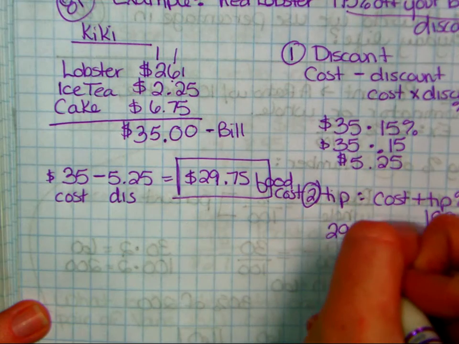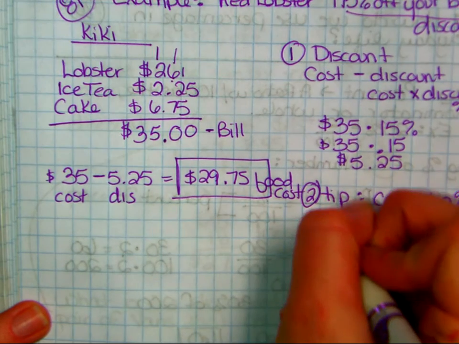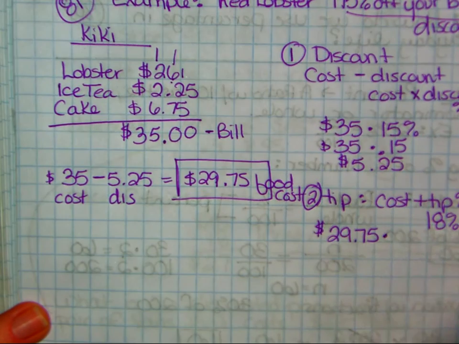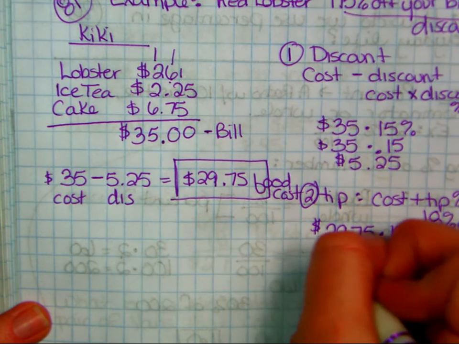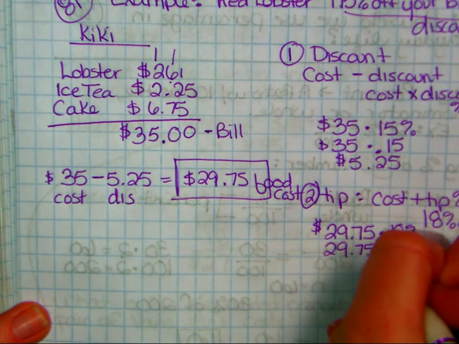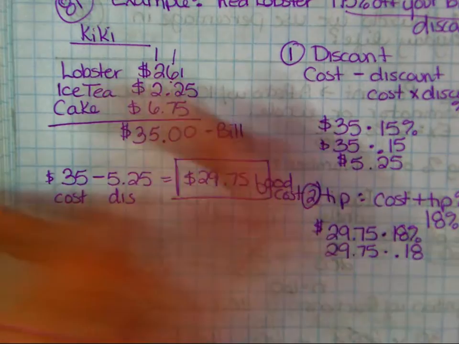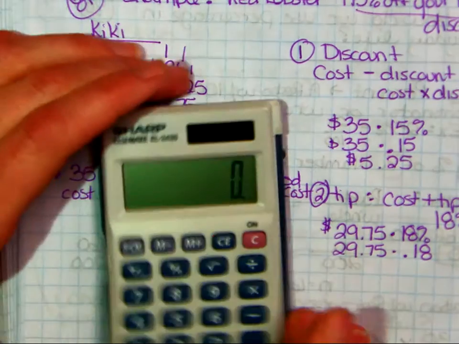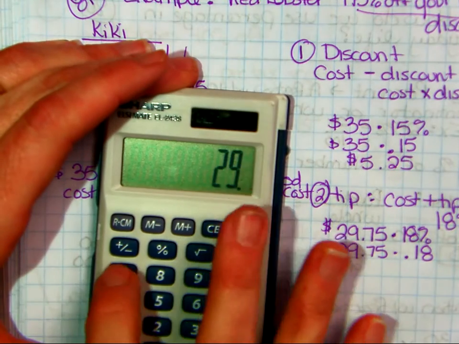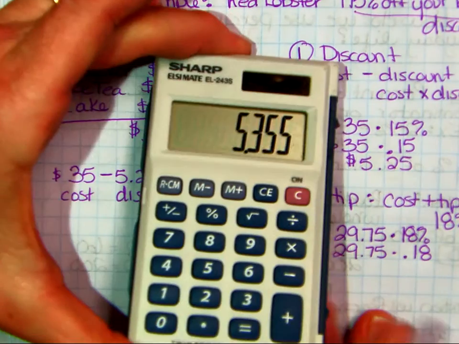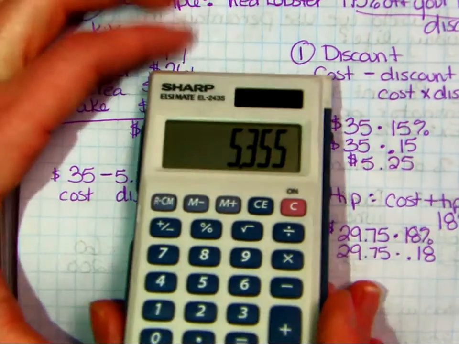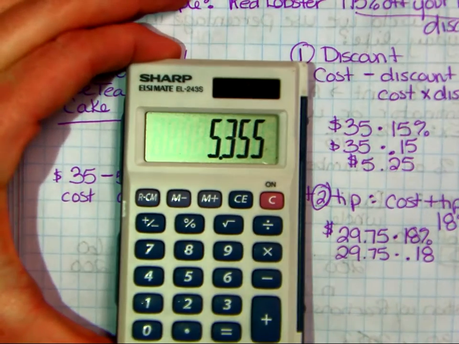$29.75 is our cost after the discount is applied. We're going to multiply that times 18%, which would be $29.75 times 0.18. Let's use our handy-dandy calculator. 29.75 times 0.18 equals, I got this amount, 5.355.